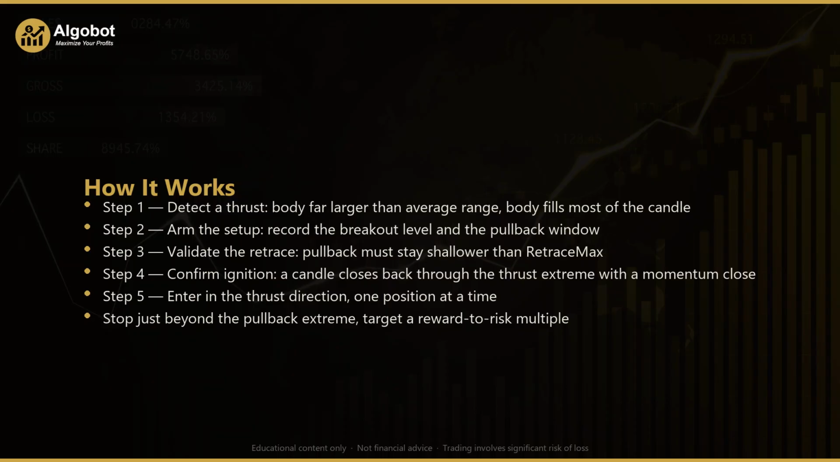The stop loss is placed just beyond the pullback extreme, padded by a small buffer derived from the thrust range. The distance from entry to stop becomes the risk. The take profit is then set as a reward-to-risk multiple of that distance, controlled by the RewardRisk setting. The strategy holds only one position at a time, and once a trade is live, the stop and target manage it to completion. If the ignition window expires with no entry, the setup simply resets and the search begins again.